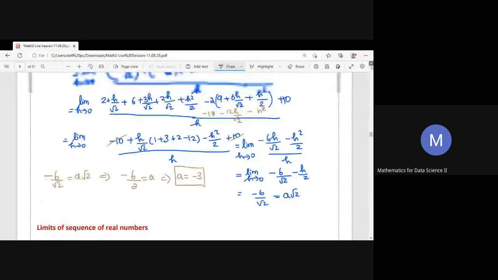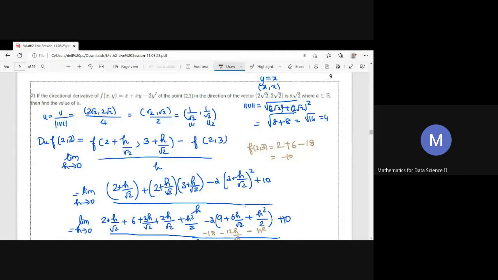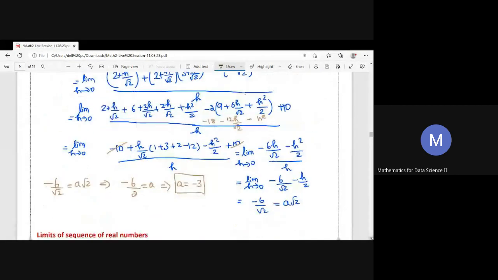Okay, so this is your answer for this question. What is the value of a? We have found it to be minus 3. All right.